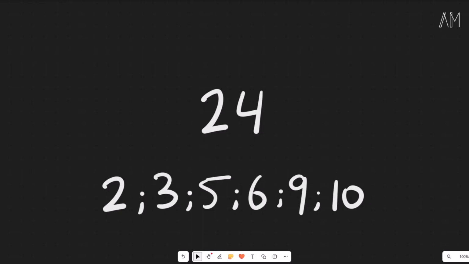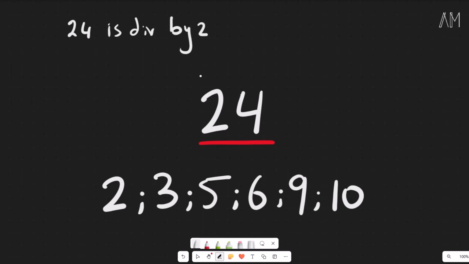rule for 2, 3, 5, 6, 9. And when I say checking the divisibility rule, it means I want to check if, for example, the number 24 is divisible by 2, 3, 5, 6, 9, or 10. What does it mean? When I say 24 is divisible by 2, it means that after doing the long division of 24 divided by 2, I will have an answer with no remainder. After doing the long division, the remainder is 0.